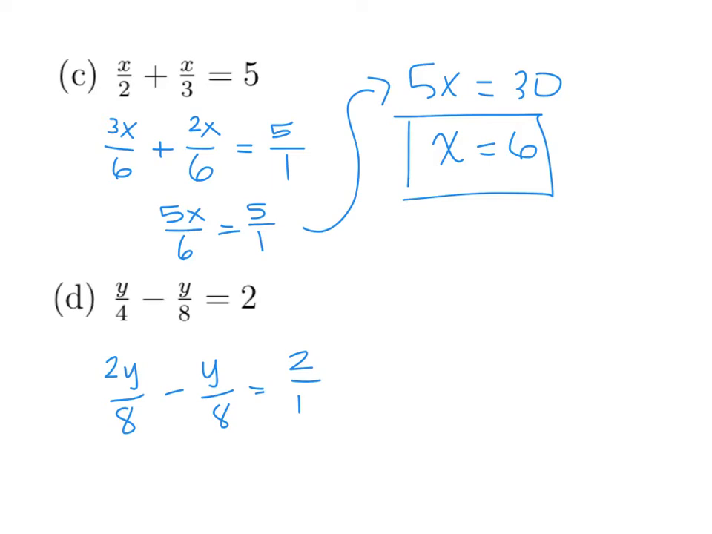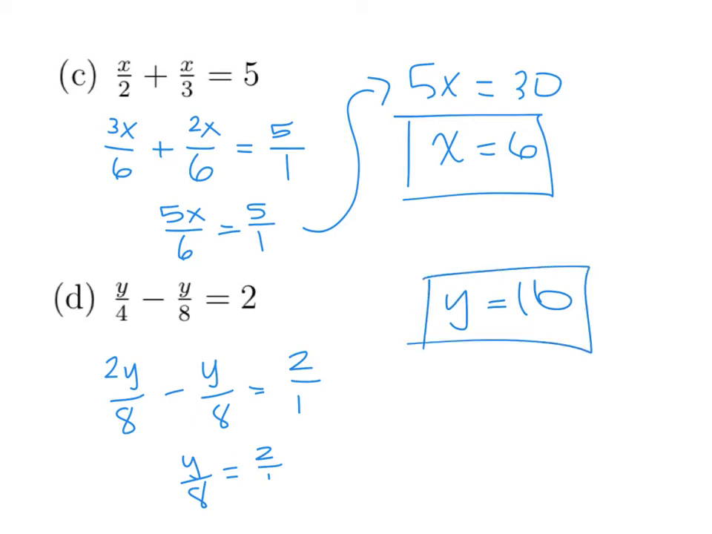Okay, combining these, 2y minus y is going to be just y over 8, equals 2 over 1. Cross multiplying, I'm left with y times 1, so we have y is equal to 2 times 8, 16, and then that's it. Again, there's no variables in the denominator, so I don't need to check. Y is equal to 16.